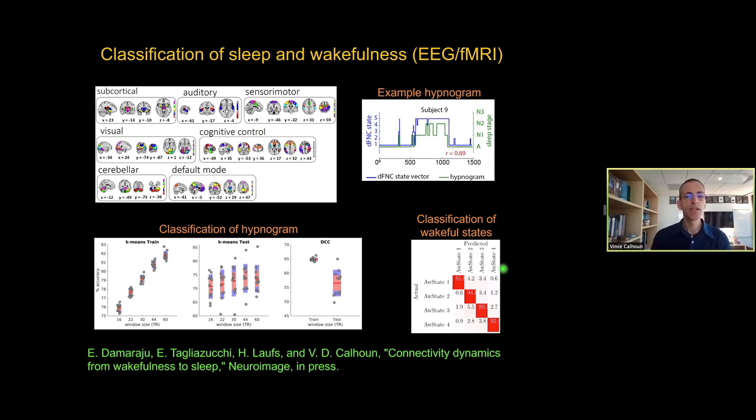We can also use this to quantify and predict sleep state. This is some data from Enzo Tagliazucchi's group, where they actually quantified a sleep hypnogram over time in an extended resting fMRI study. So individuals fell into different sleep states, and we were able to get a fairly high accuracy in predicting those sleep states using the dynamic connectivity measures. Here we're getting about 75% accuracy or so using a sliding window approach.